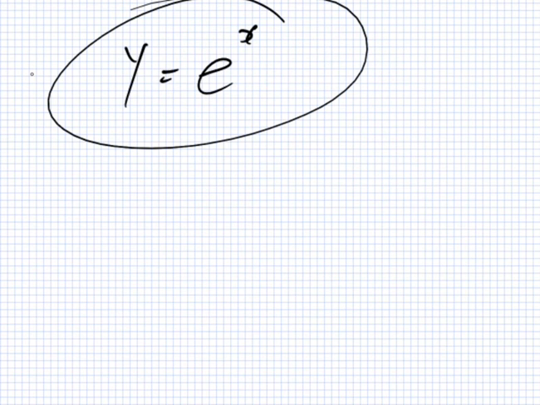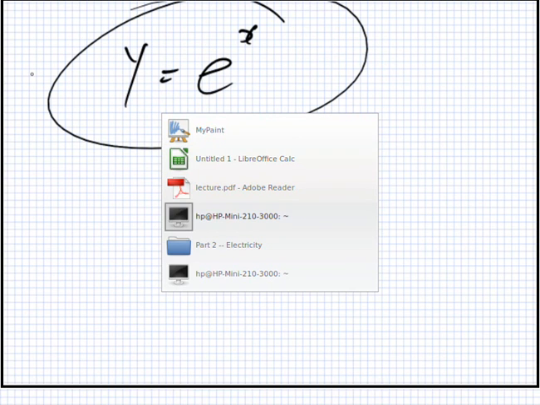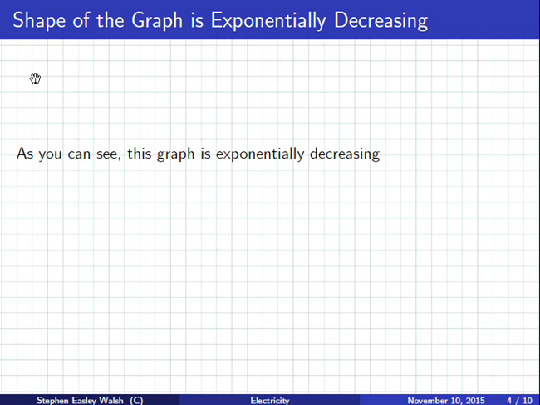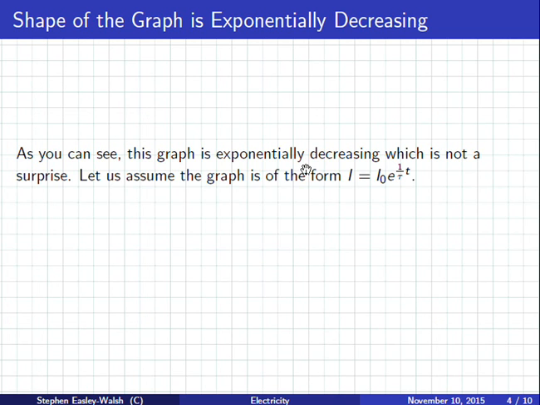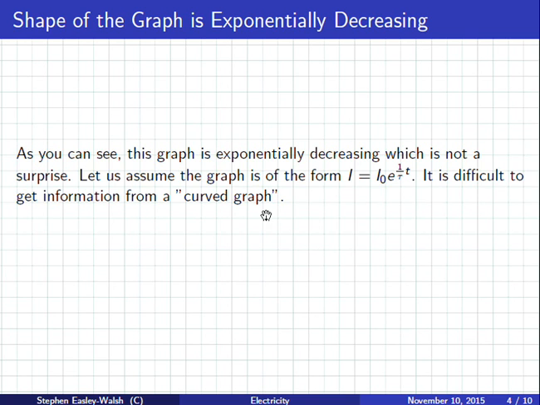Insert chart, scatter, XY, next. Title is current against time. Time is in seconds and current is in milliamps. And this is the shape we get. So please roughly draw this.